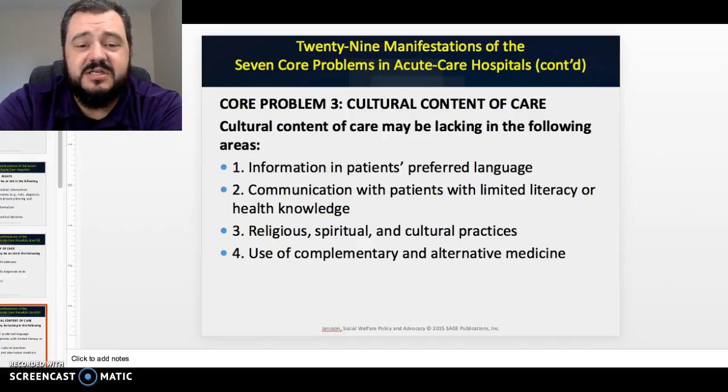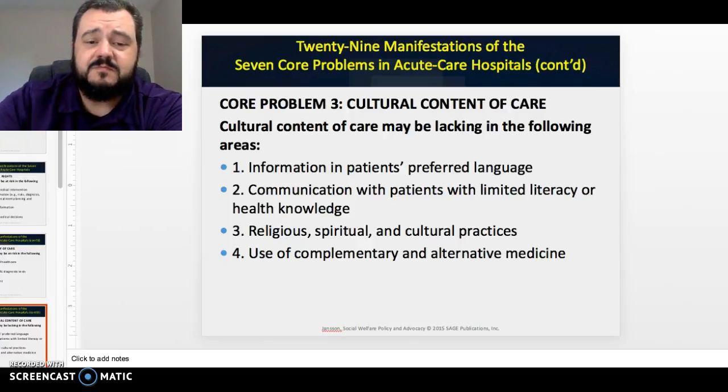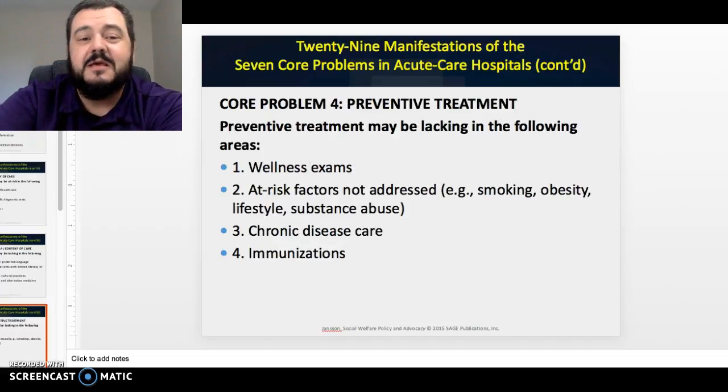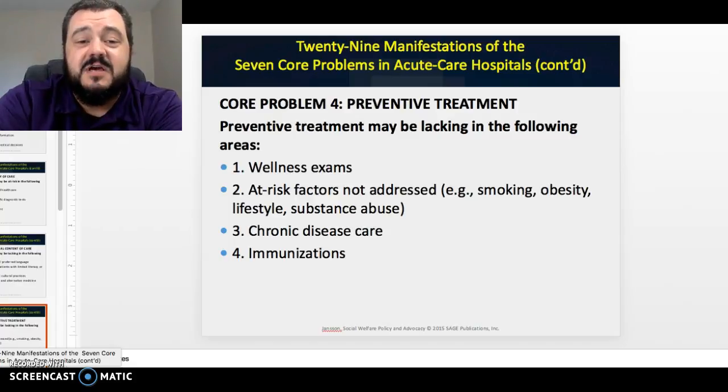Are religious, spiritual, and cultural practices being honored? And are they using complementary and alternative medicine? I always kind of cringe a little bit at the alternative medicine one, because you know what they call alternative medicine that's been proven to work? Medicine. Anyways, preventative treatment. Preventative treatment may be lacking in the following areas.